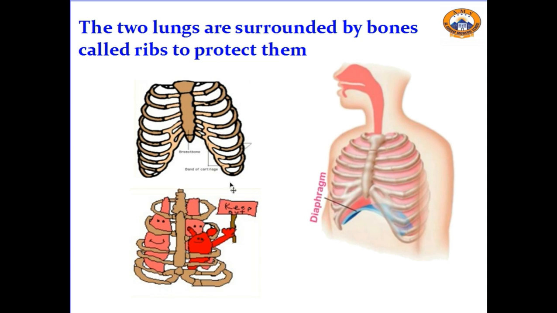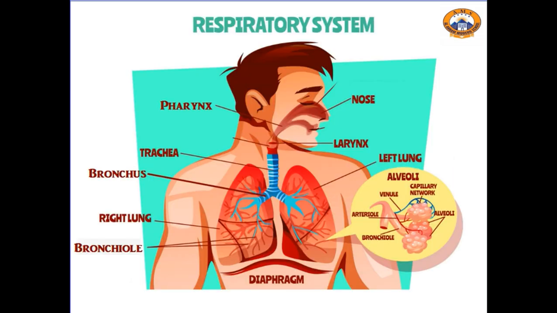They are protected by those bones called ribs. They form a structure like this one in the picture. This is known as a rib cage because it looks like a cage, and from inside there are the two lungs protected. Now let's talk about each organ in the respiratory system in detail.